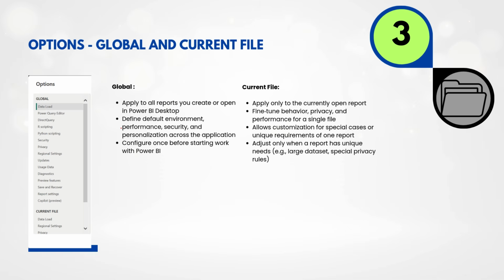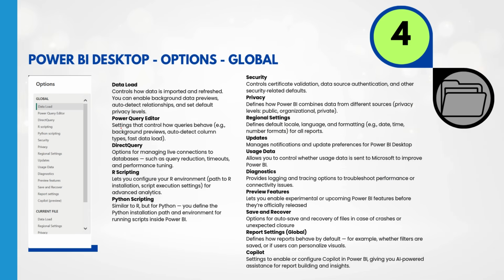So here is the takeaway. Global settings: your default environment across all reports. Configure them once and they will apply everywhere. Current file settings: custom adjustments for one report. Use them when you need special handling for performance, privacy, or data size. Next, we dive deeper into the global settings and look at which ones you should activate or deactivate for smoother performance.